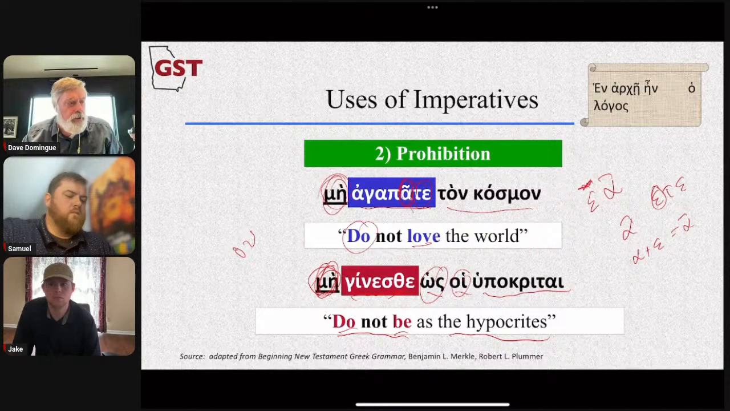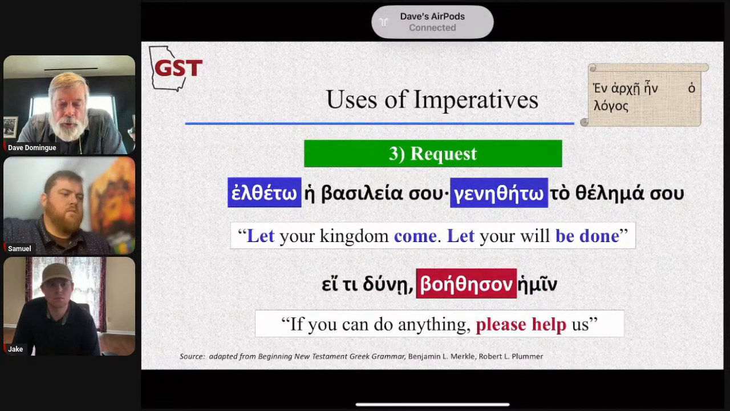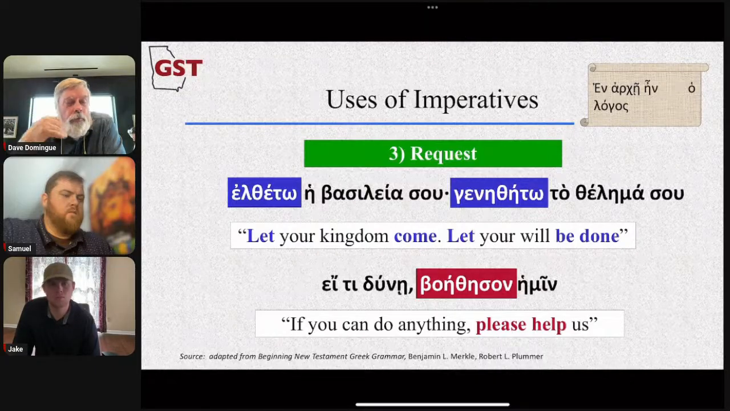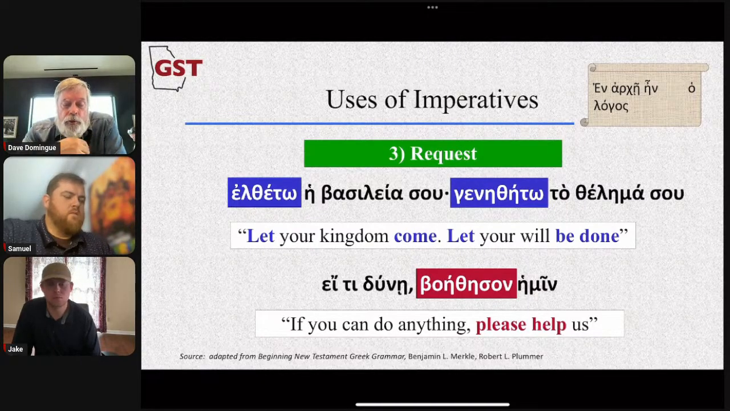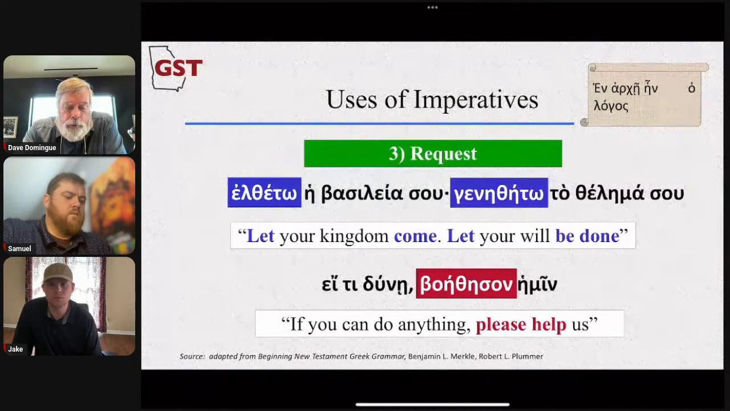Okay, all right. So that's the summary from the book. Let's go through the slides. We can also use imperatives to do entreaties or requests. You don't command God, or you don't command your superior, your boss, "do this." Instead, you make, let's say, a strong request, an entreaty, a desire.